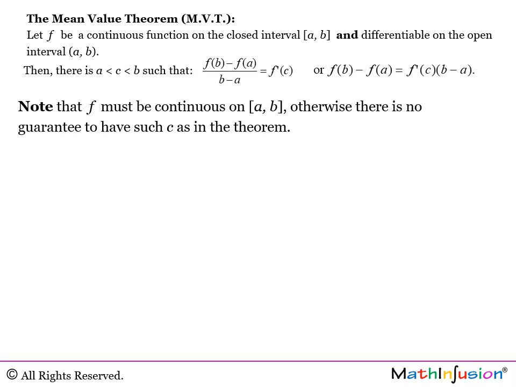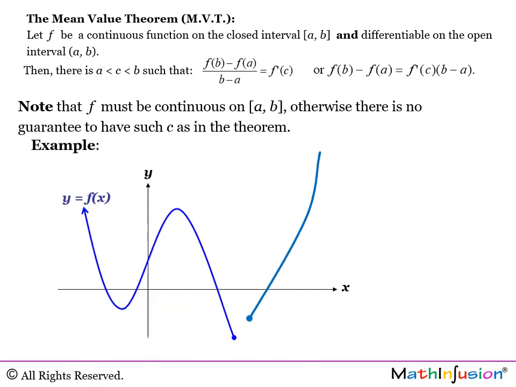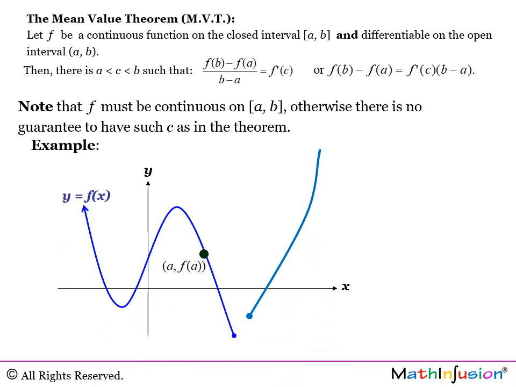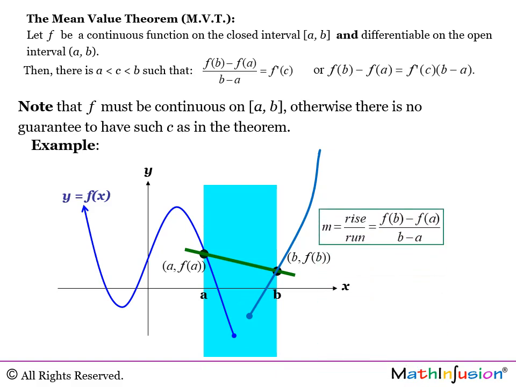I would like to note that f must be continuous on the closed interval, otherwise there is no guarantee to have such c as in the theorem. For example, you can view this. If I take these two points a and b, I will connect them. As you can see, there is no such point at which the tangent line is parallel to this line, and the point is between a and b. You can see that there's no point here like this, and there's no point here like that.